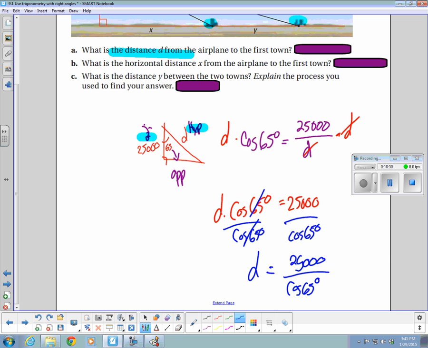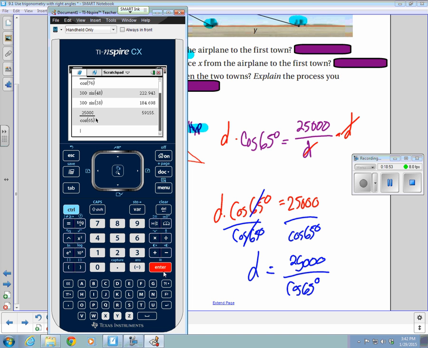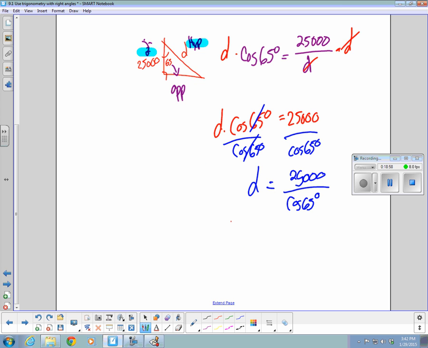Okay, that's what d is equal to. Let's type that in the calculator, see what we get. 25000 divided by cosine of 65 degrees. Enter. I got 59,155. All right, so let me extend that out. So D is 59,155. Okay, so there's your D.